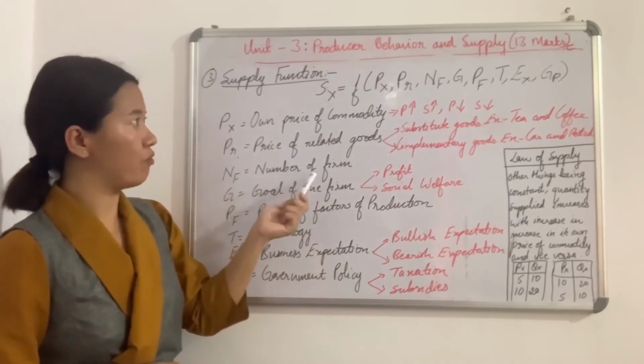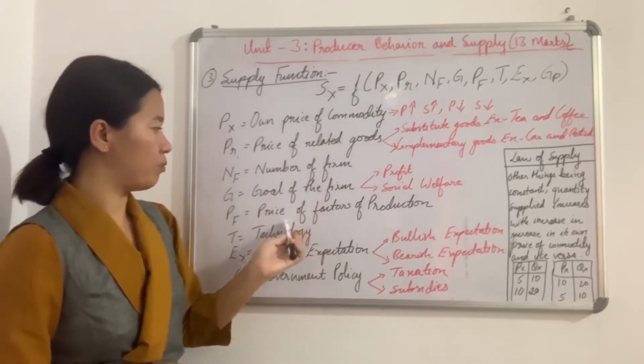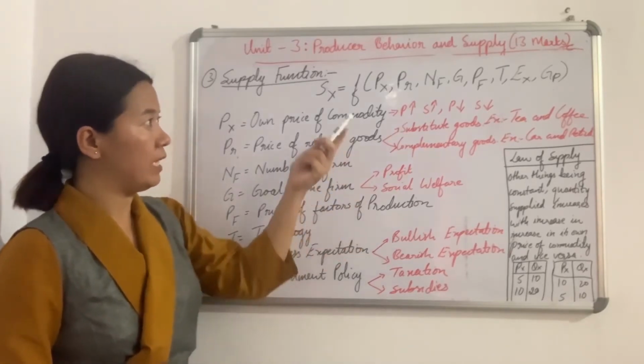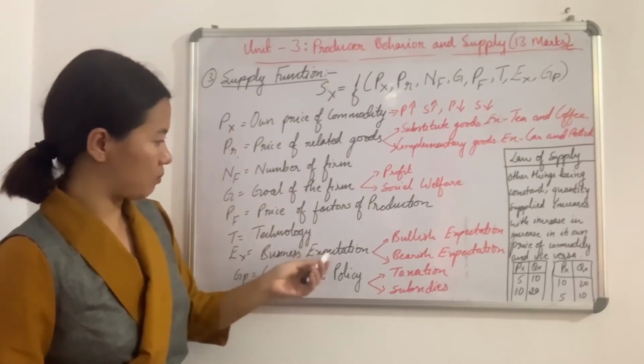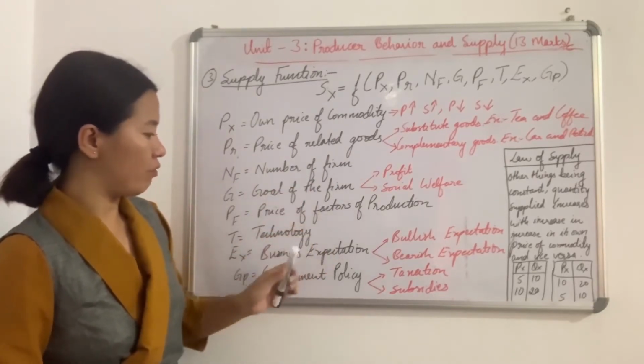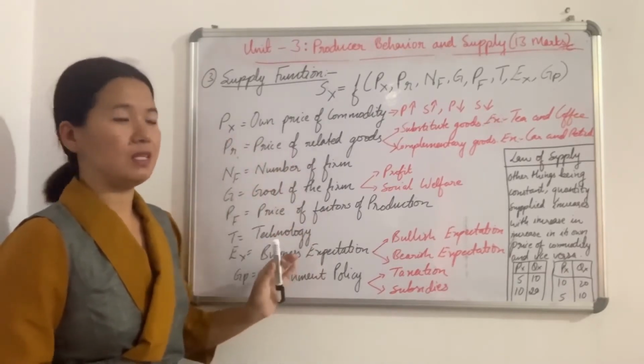NF, number of firm. G refers to goal of the firm. PF refers to price of factors of production. T refers to technology. EX refers to business expectation, and GP refers to government policy. Now let us go through various determinants in detail.